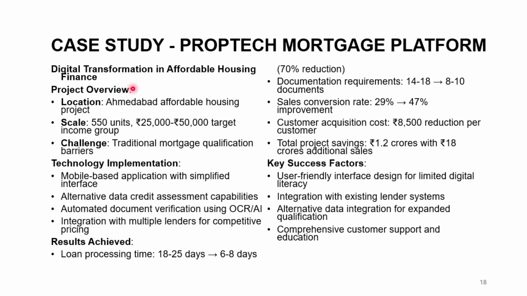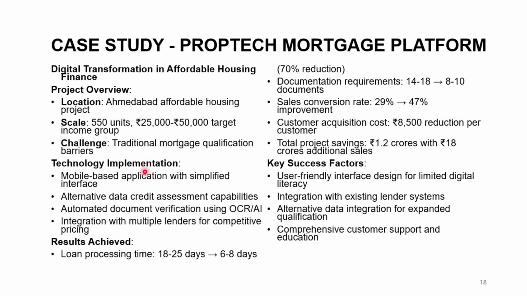Then let's take one case study. So here we have a project overview. So location, we are talking about Ahmedabad, the affordable housing project. Scale has 550 units, 25,000 to 50,000 target income group is for this affordable housing. So somebody who is earning around 25,000 to 50,000 is the target group. And the challenges are this traditional mortgage qualification barriers are there.